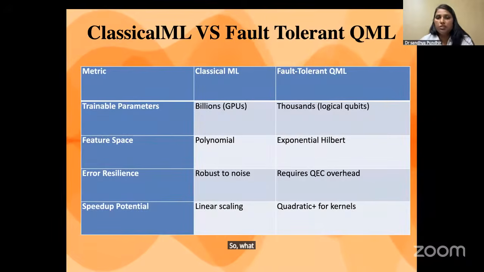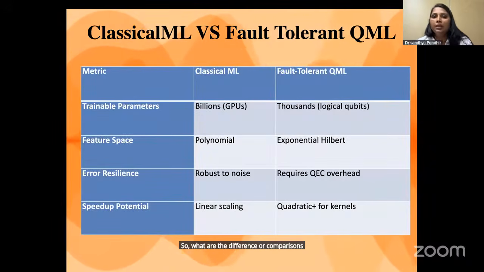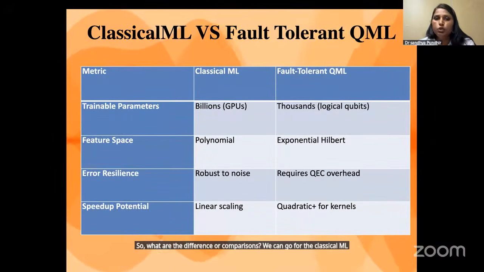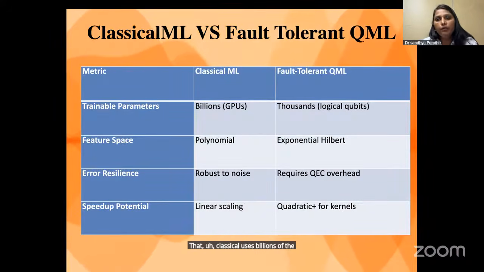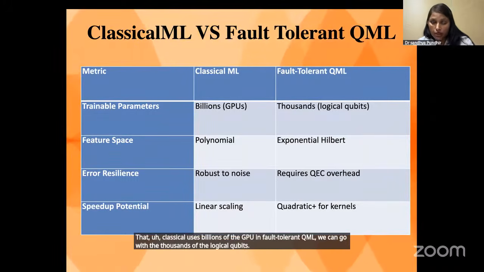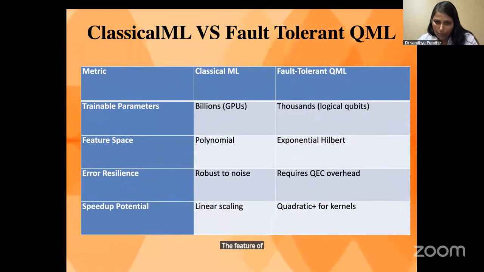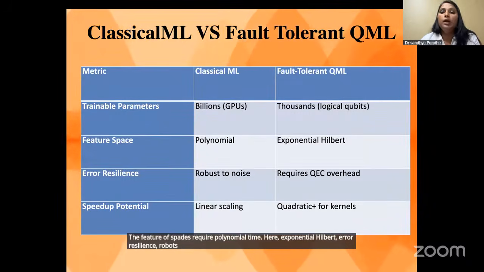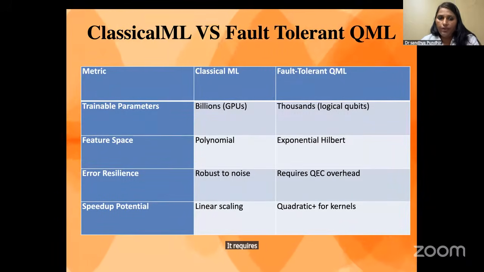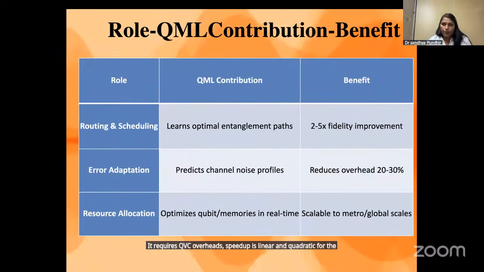So what are the differences or comparisons? We can compare classical ML and fault-tolerant QML. Classical uses billions of GPUs. In fault-tolerant QML, we can go with thousands of logical qubits. The feature space requires polynomial time in classical, while here it is an exponential Hilbert space. Error resilience is robust to noise. It requires QEC overheads. The speedup is linear and quadratic for QML.